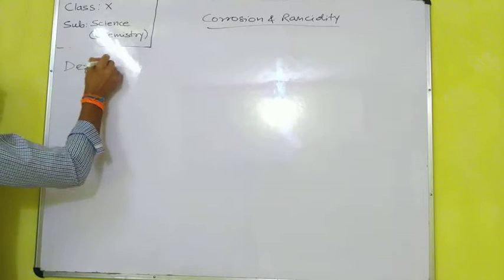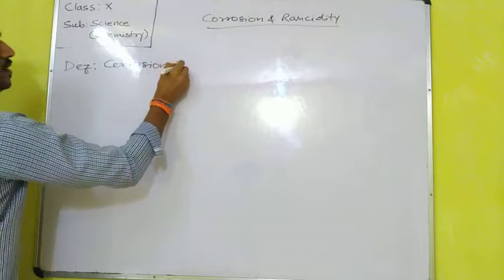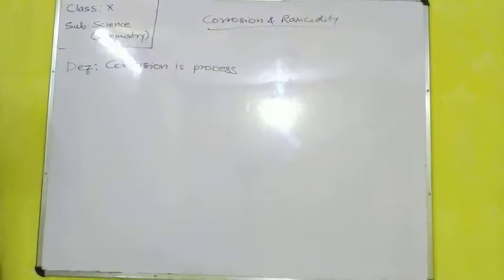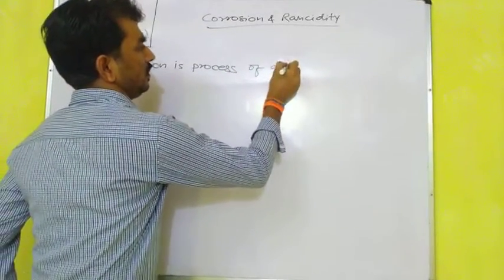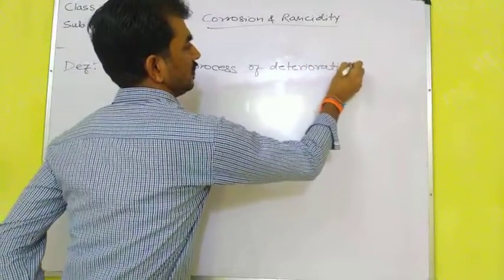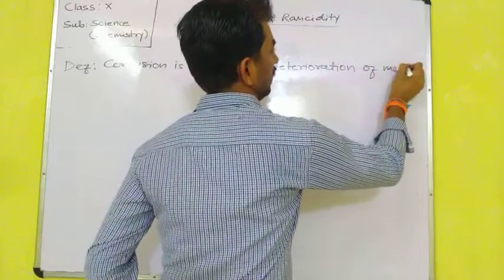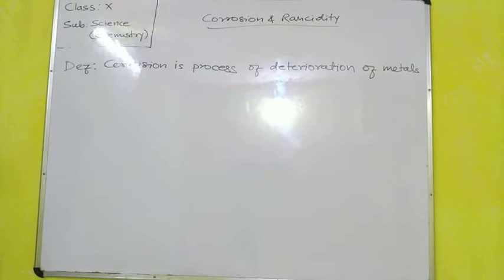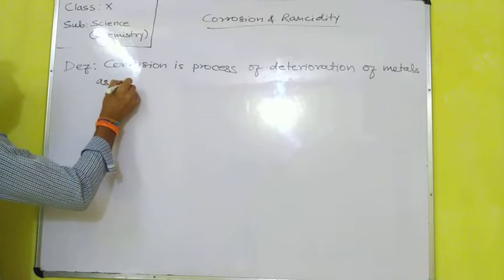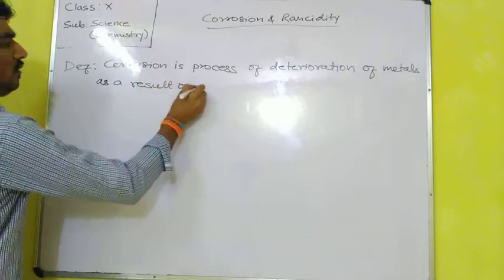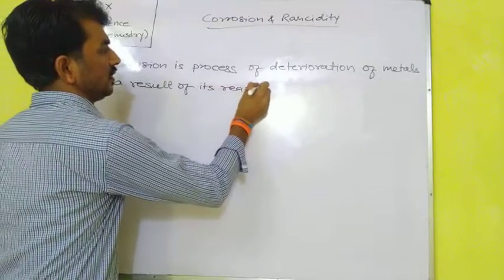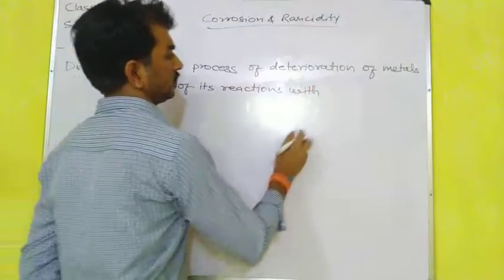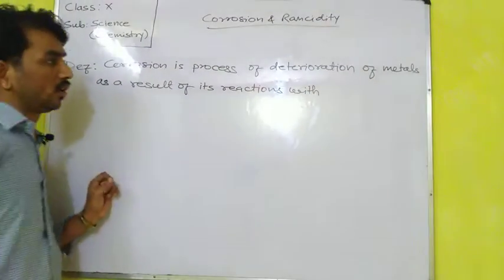Definition of corrosion: corrosion is a process of deterioration, or eating up, of metals as a result of its reaction with atmospheric air and water vapor.